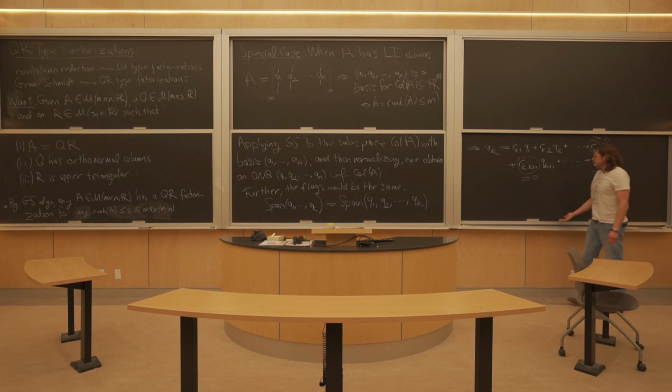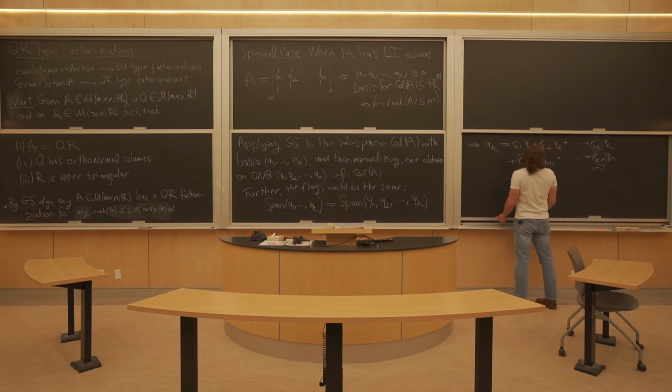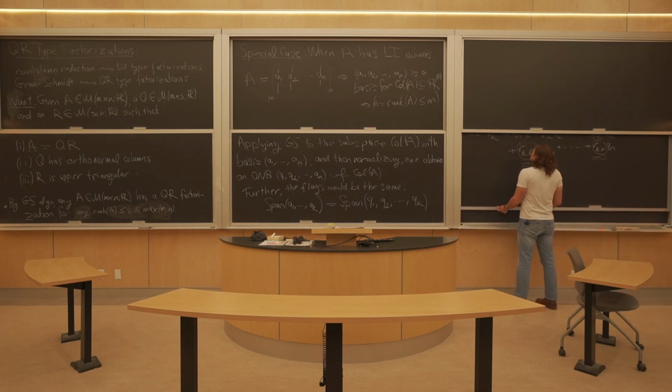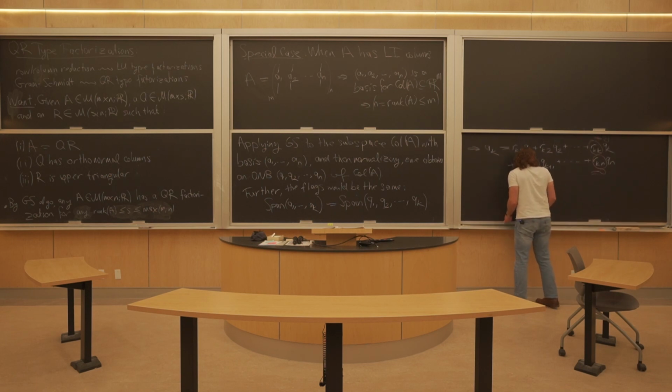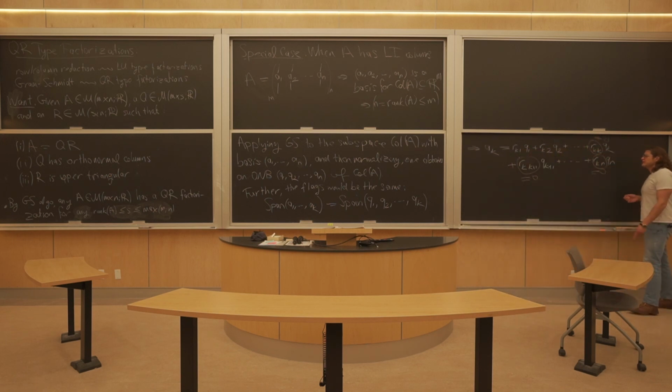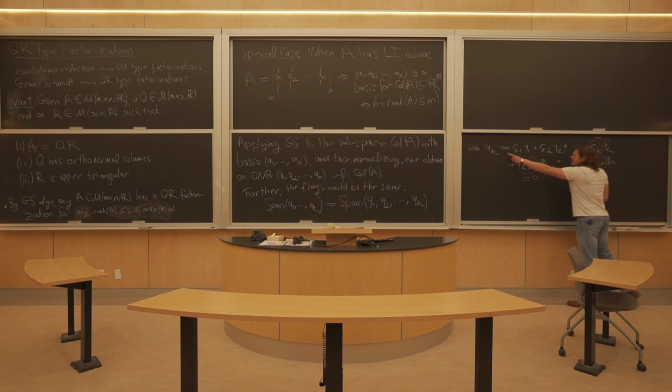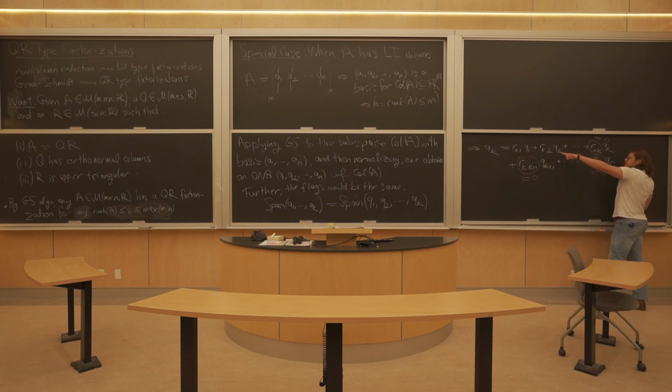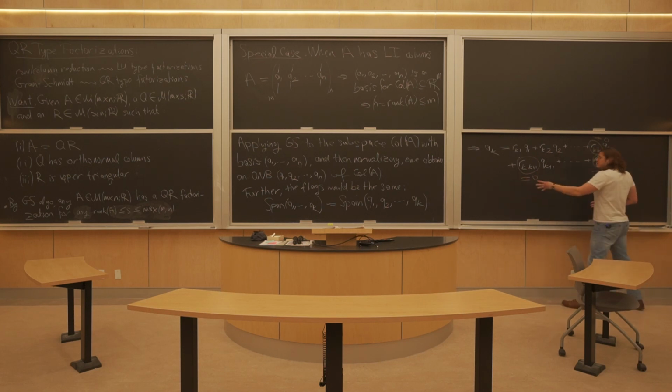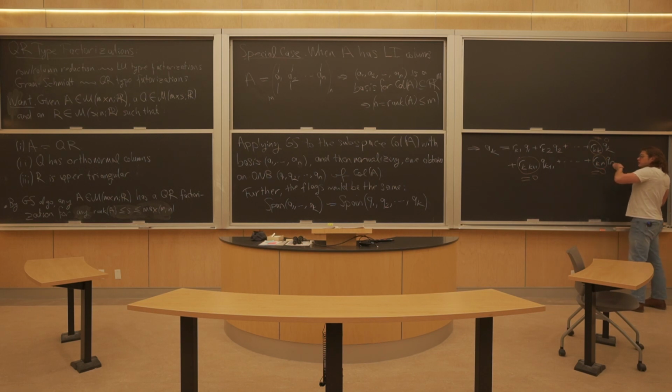Well, if this is the case, then, recalling from week 1, since Ak is a linear combination of Q1 to Qn, I can write it as a matrix whose columns are the Q's times a vector whose entries are the R's.